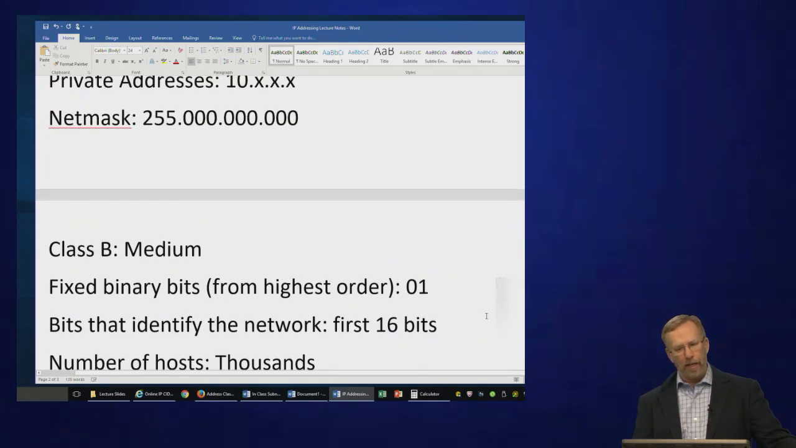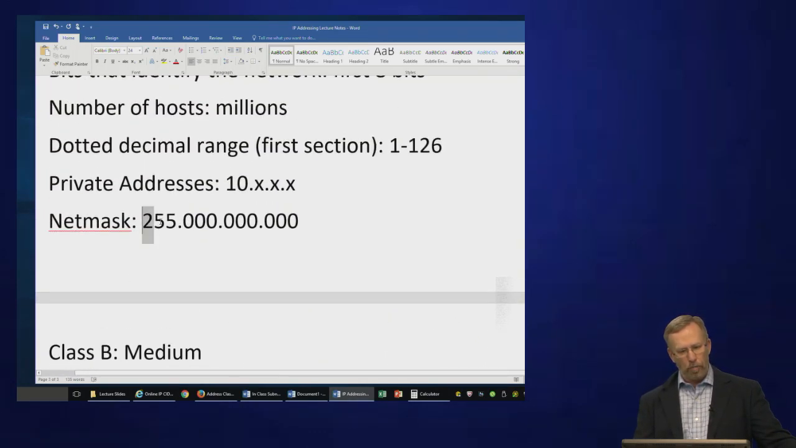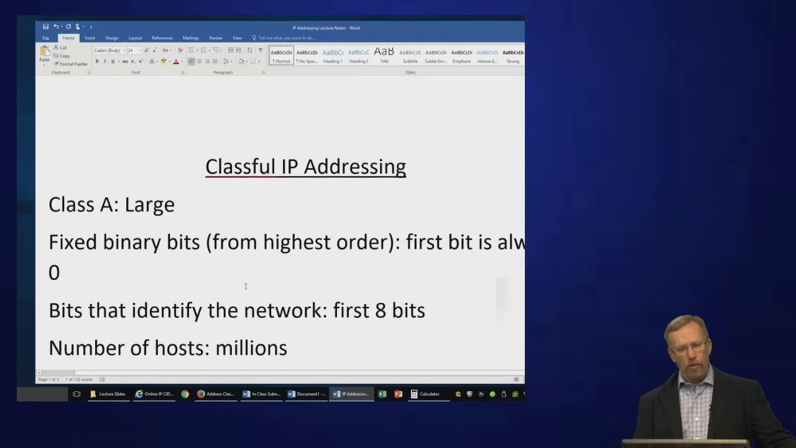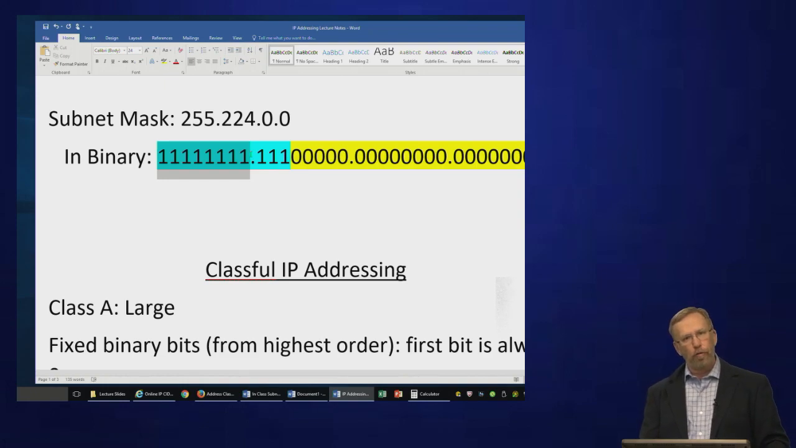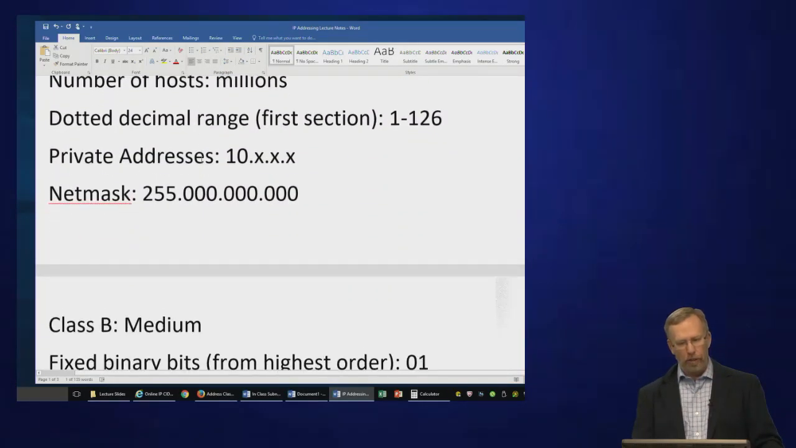So don't get this confused. Just because Class A's are based on the net mask being this, all ones in the first portion, Class B networks are still identified in these first 8 bits. It's the difference between the IP address itself and the net mask. So these first 8 bits for a Class A go from 1 to 126. For a Class B, go from 128 to 191. Notice I skipped over 127. I'll talk about it in a minute. It's a special network.